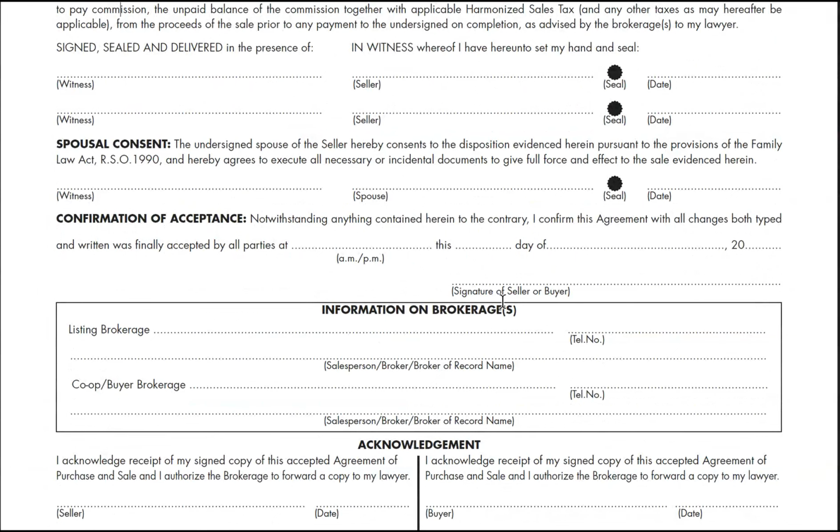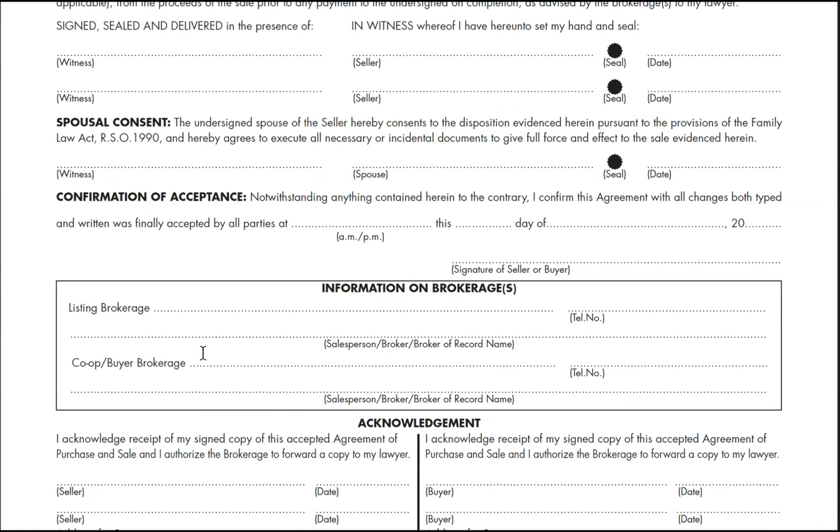Here you would put the information of the brokerages, so basically the listing brokerage. This is the brokerage itself, so ABC Realty would be here with their telephone number, and then the salesperson would be here as well.